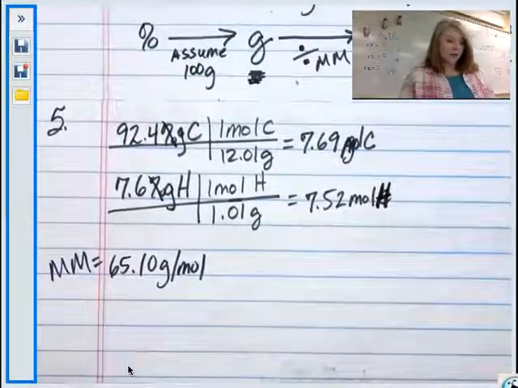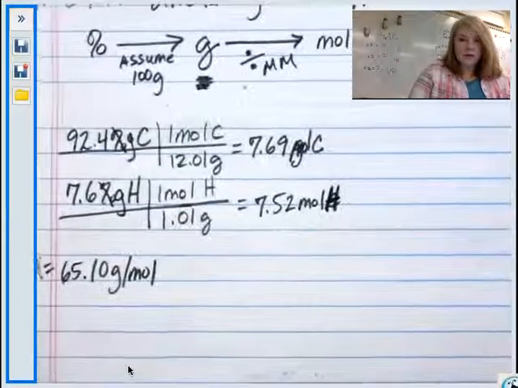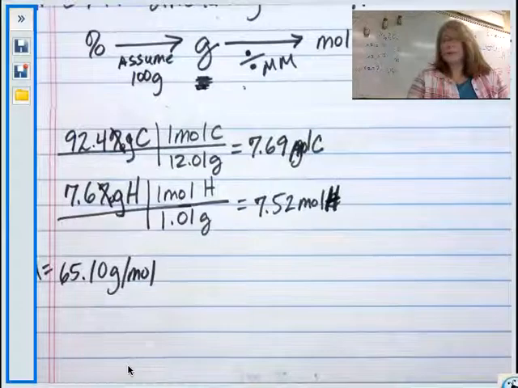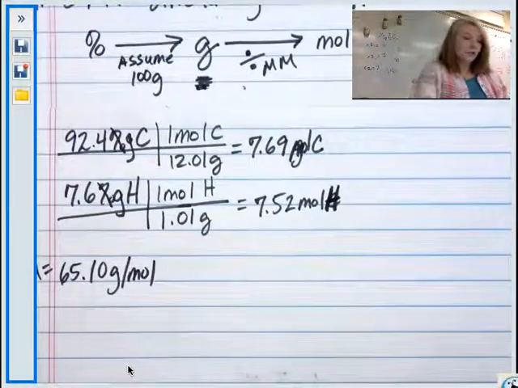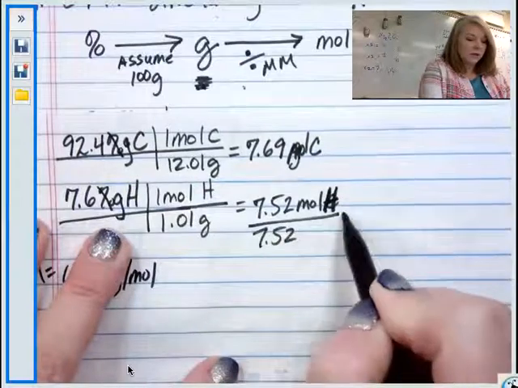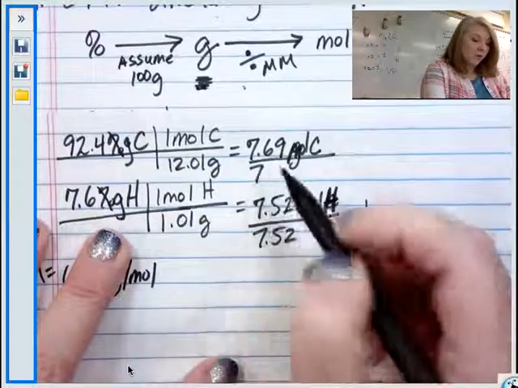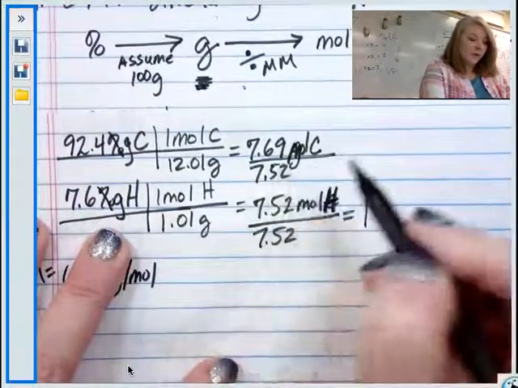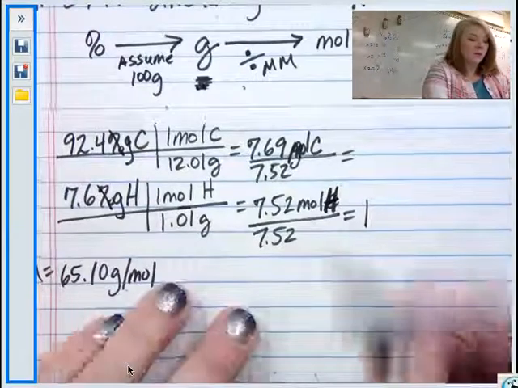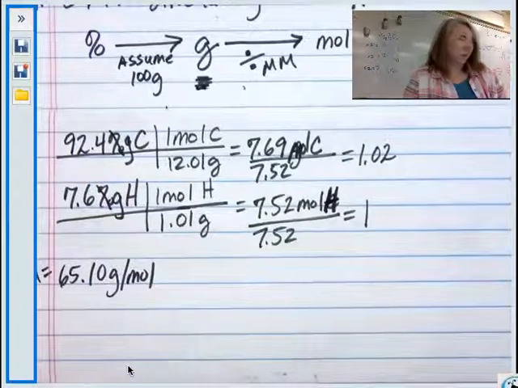Okay, so we've got two different numbers here. We are at moles, and now our next step is to divide everything by the smallest. So of these two numbers, which is the smallest? 7.52. So we're going to divide both of them by 7.52. It's going to give us a 1 for the hydrogen, and looks like approximately 1 for the carbon, but go ahead and throw that in your calculator and see what you get. 1.02. So that's close enough for us to call that a 1, right?